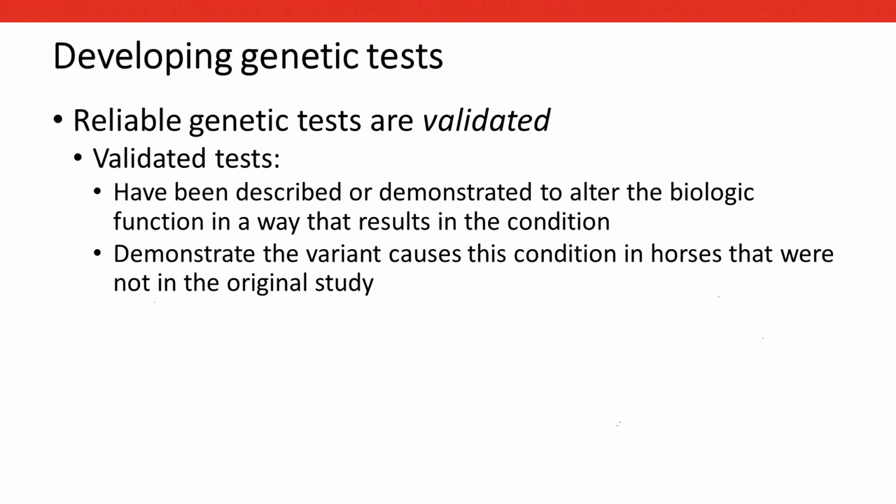Then you need to further demonstrate that that variant causes that condition in horses other than the ones that you originally studied. So for instance, maybe my original study was a family of 25 quarter horses, and I found a variant that seems to be associated with a particular disease. Then I need to go and look at other horses outside of that family that have that disease and see if they have that variant as well.